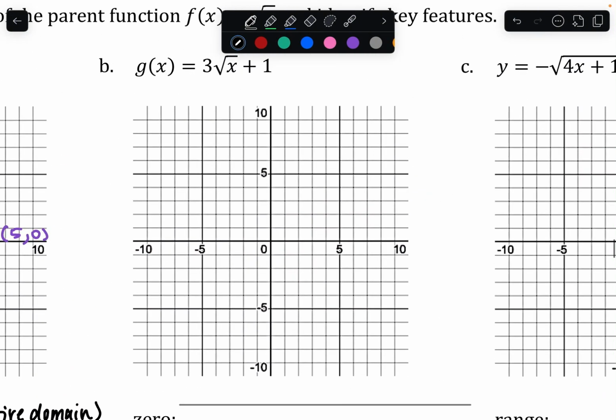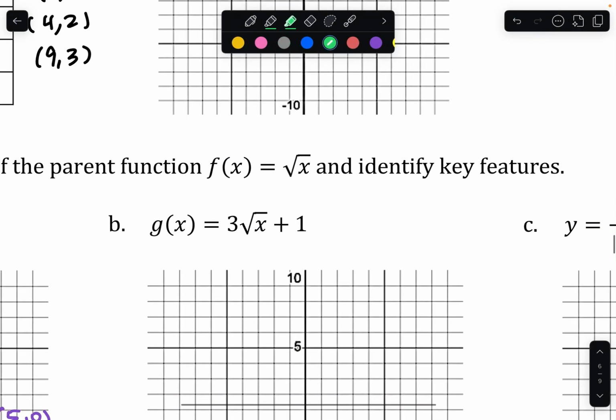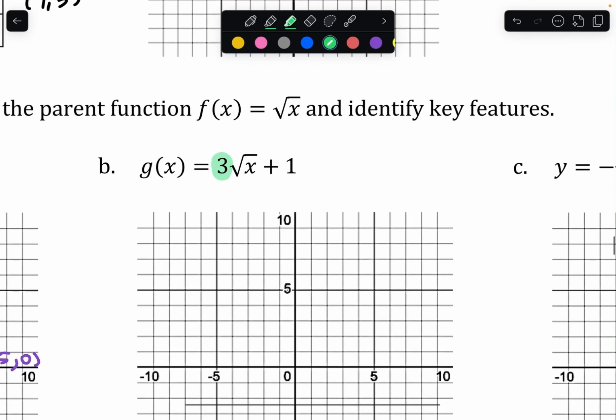Okay, for this next graph, I have a 3 as a scale factor outside, and then notice the square root ends, and then this +1 is outside the square root. Okay, and so this would be my vertical stretch by 3, and then that +1 would be up 1.